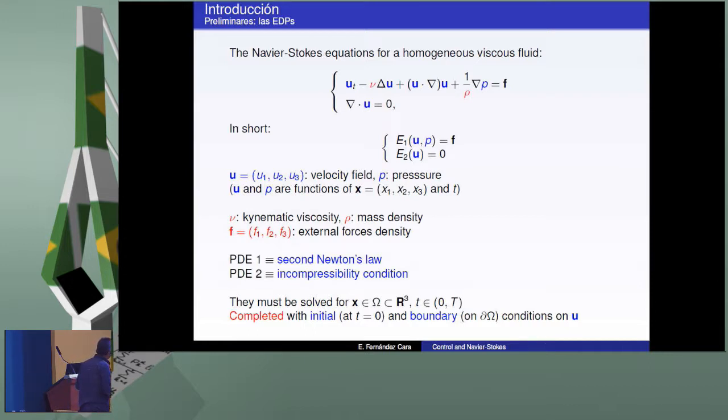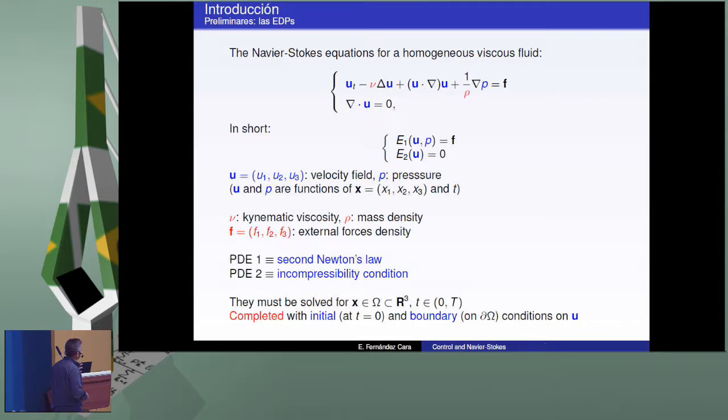I will instead try to write the system in an abridged form. As I have said, the unknowns, the solution of the system, are given by the couple u and p, where u is the velocity field of the fluid. It is a function of space and time, in general in a domain of R2 or R3, and during a time interval (0,T). And p is the pressure, which is also a function of space and time, and is combined in these relations with the velocity field in order to satisfy an equality that you can already see is nonlinear.